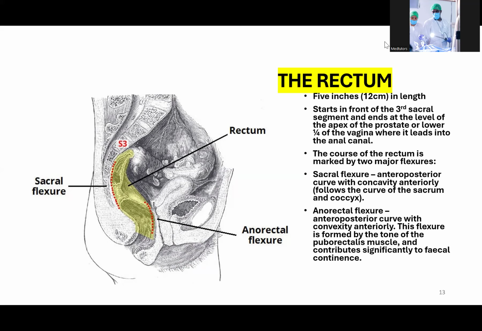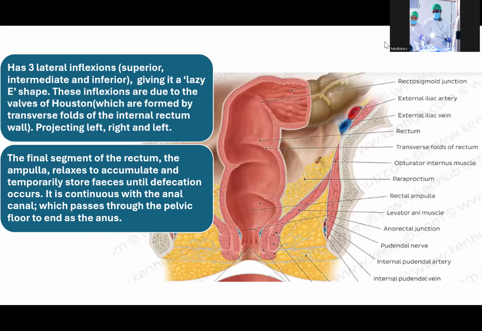The course of the rectum is marked by two flexures. The sacral flexure, which is an anterior-posterior curve with concavity anteriorly. If you look at this, it follows the curve of the sacrum. Then you have the anorectal flexure, which is an anterior-posterior curve with convexity anteriorly. This flexure is formed by the tone of the puborectalis muscle and contributes significantly to fecal continence.